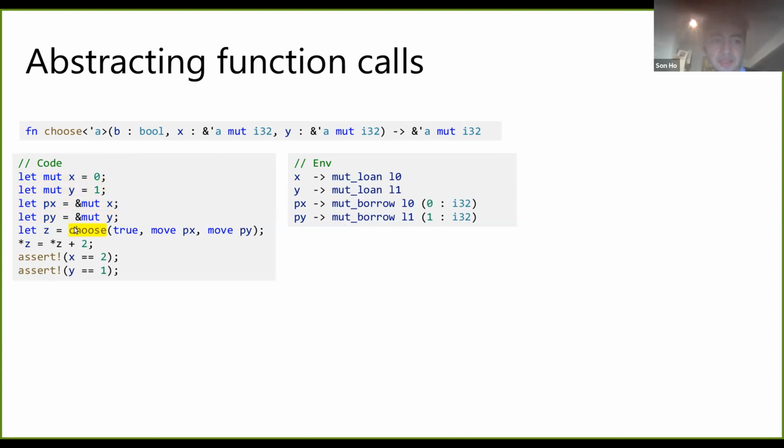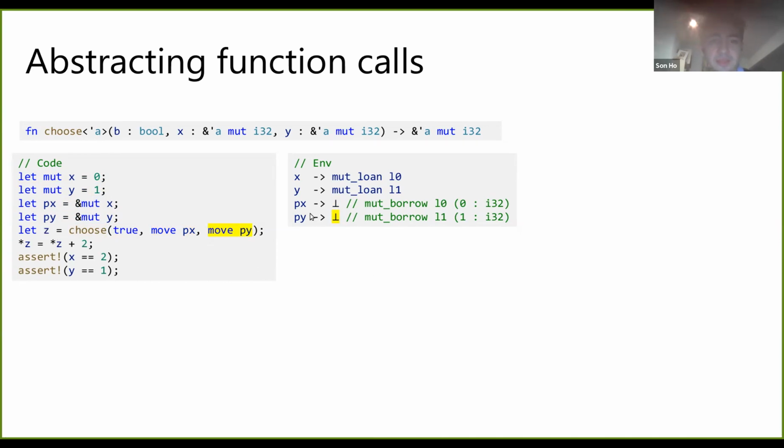We evaluate the call to the choose function. We start by evaluating the input arguments. True is a constant, there is nothing to do. Then we move px. And by moving px, we consume its value. We remove the value and we replace it by bottom because as the value has moved, it's not valid anymore. And of course, we need to put this borrow somewhere. We can't just forget it. And we do the same for py. We move the value and replace it with bottom. It has been consumed by the function, and we need to put L1 somewhere.